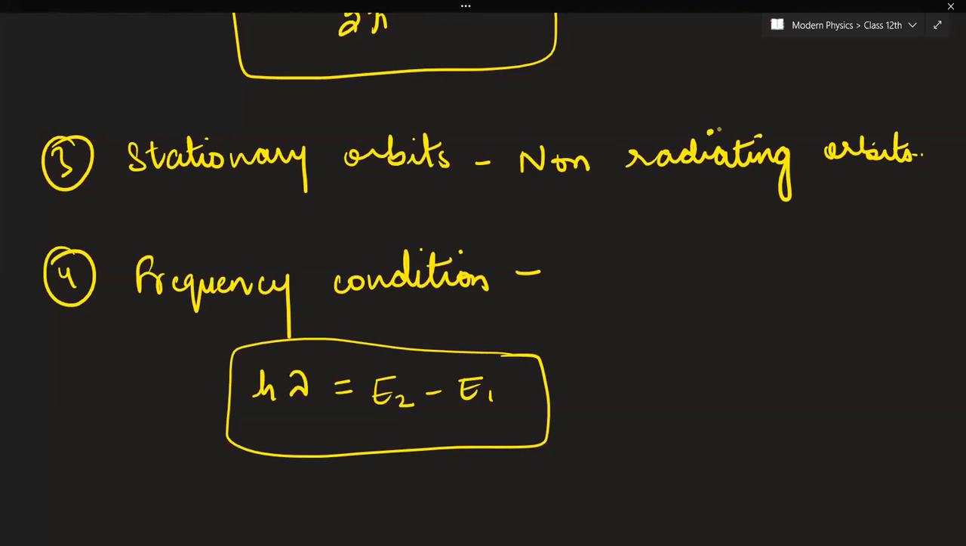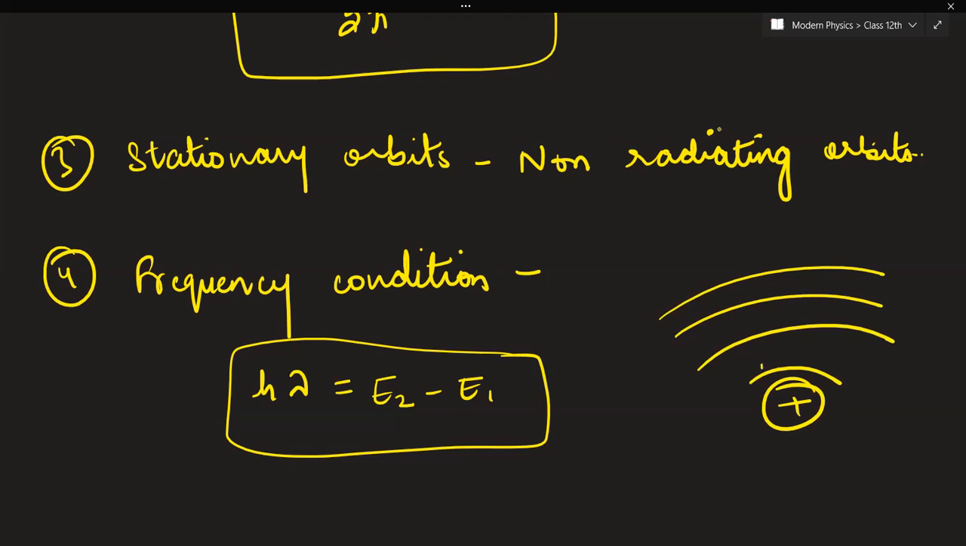An atom can emit or absorb radiation. Various orbits are there, like this, in complete circle form. An electron can jump from a lower to a higher orbit, or fall from a higher to a lower orbit. This is known as the frequency condition. So these are the four postulates. First is the nuclear concept, that a nucleus is present. Second is the quantum condition. Third is that stationary orbits are present, which are non-radiating. And final is the frequency condition, Bohr's famous frequency condition.